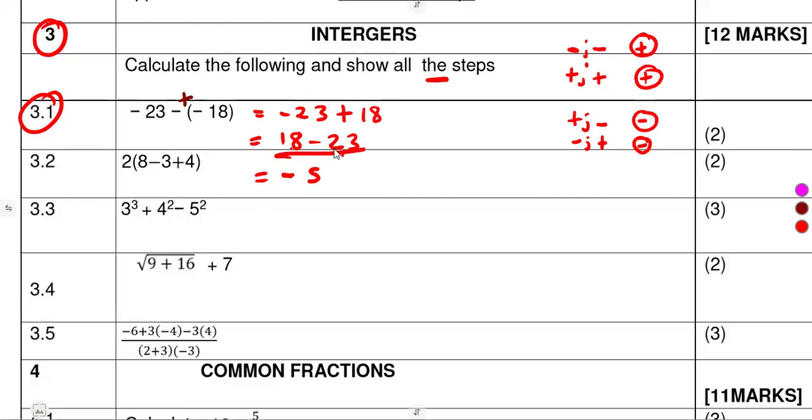But once you show these guys, use your calculator. If you're not sure, just use your calculator. You get the same answer. You get the same answers there. Do not even worry about that.